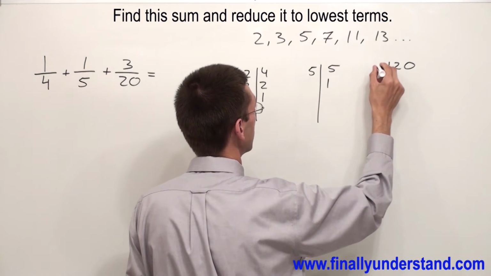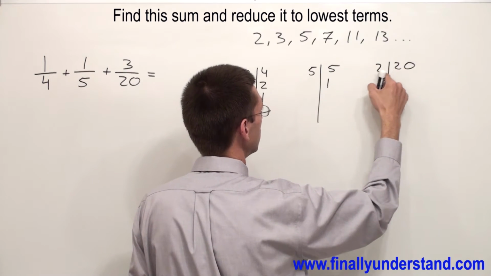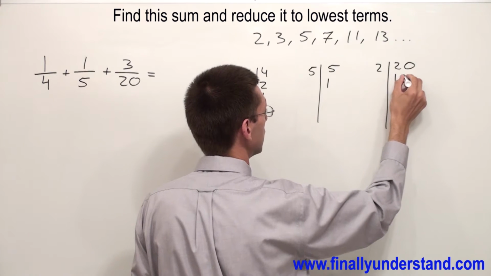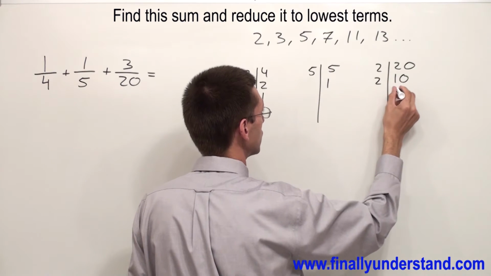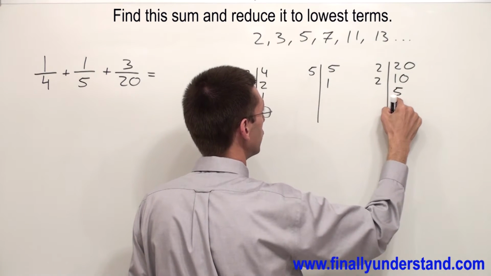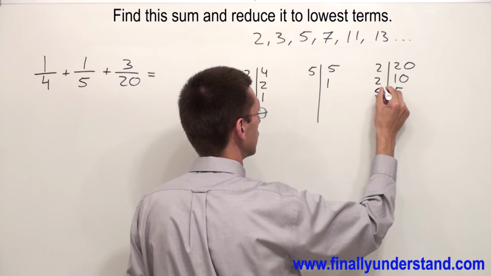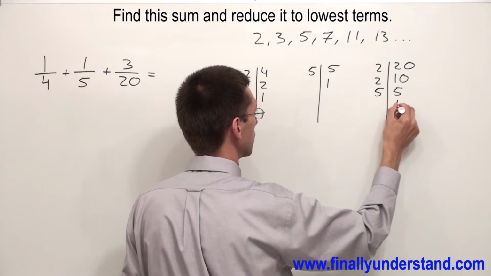20 is divisible by 2. 20 divided by 2 is going to give me 10. 10 is divisible by 2, which is what? 5. 5 is divisible by 5. 5 divided by 5 is 1.